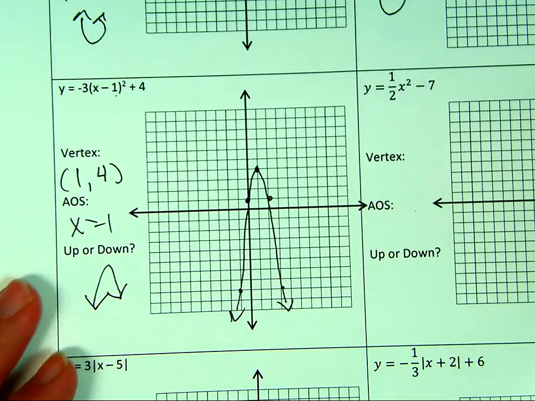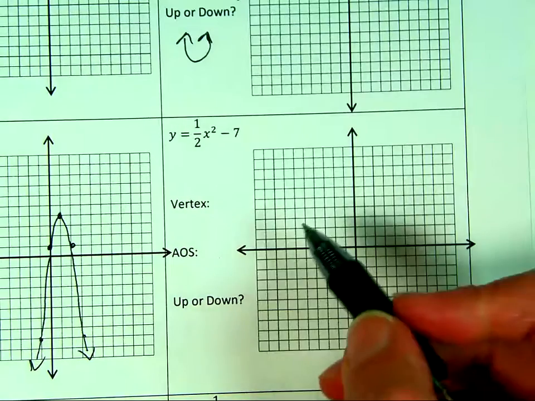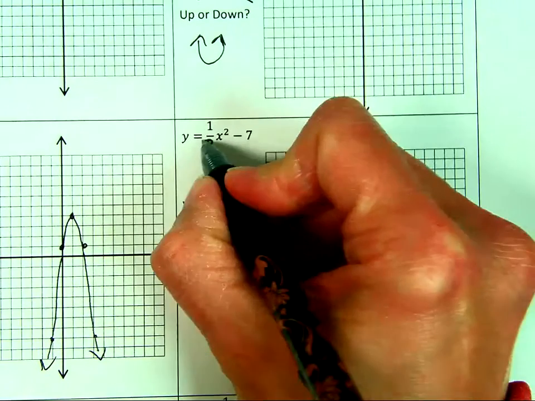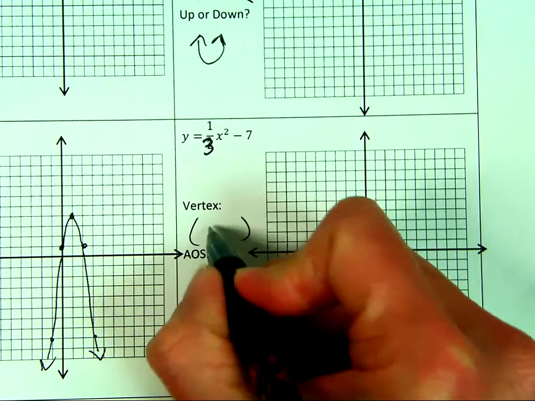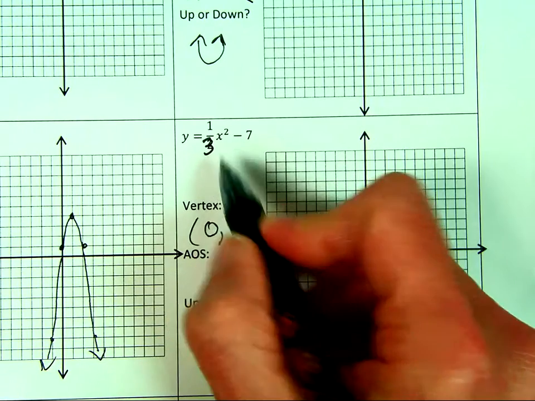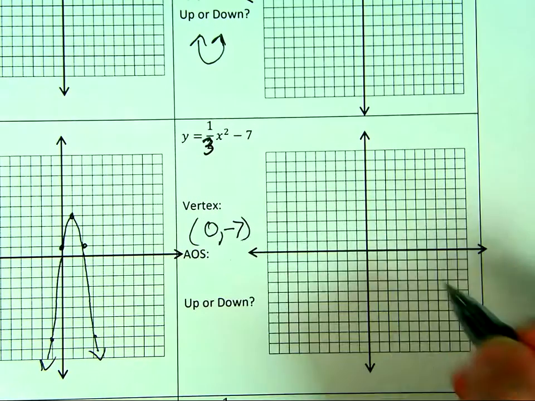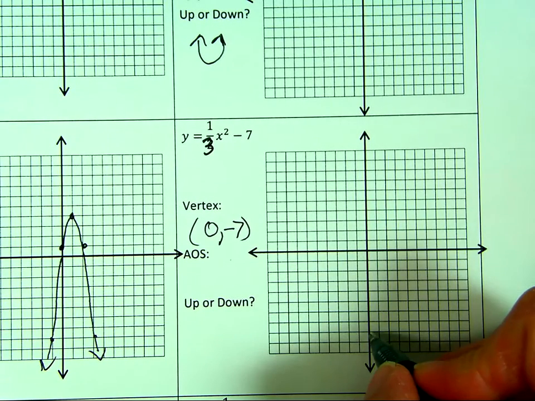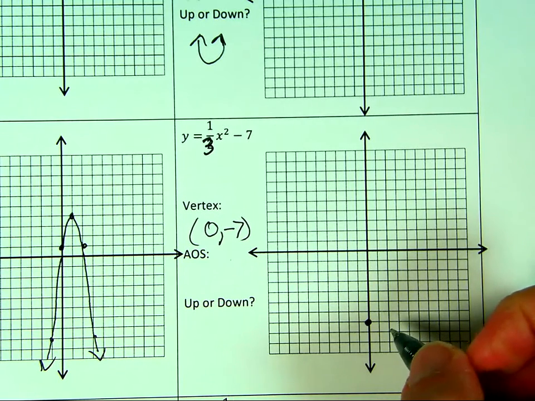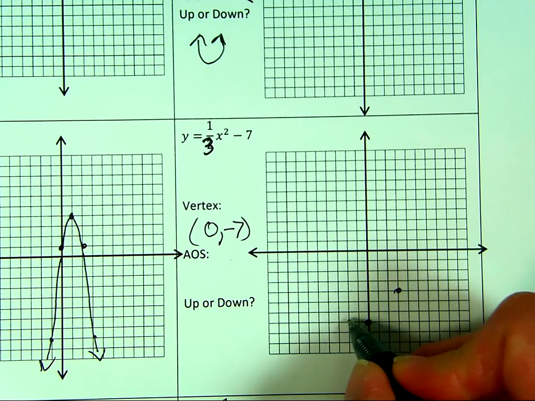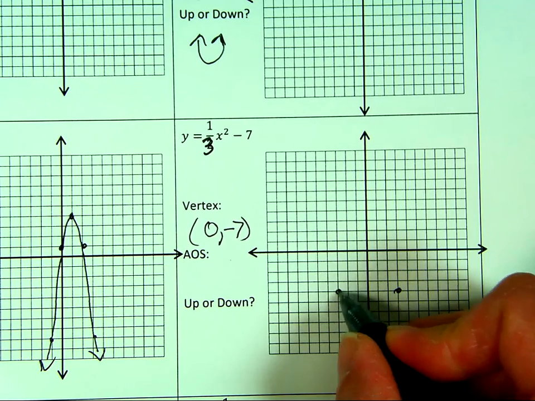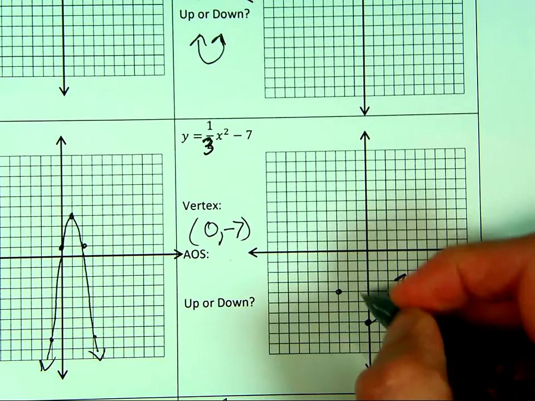Okay, I meant this to be a third because we're doing the 1/3. So let's go to that. So what's my vertex? It's 0 because there's nothing inside with the squared, and then down 7. So it's 0, negative 7. So that is right here. And then it's a 1/3 pattern. So that's over 3, up 3, and over 3, up 3 again. And because it's so wide, we're just going to leave it like that.